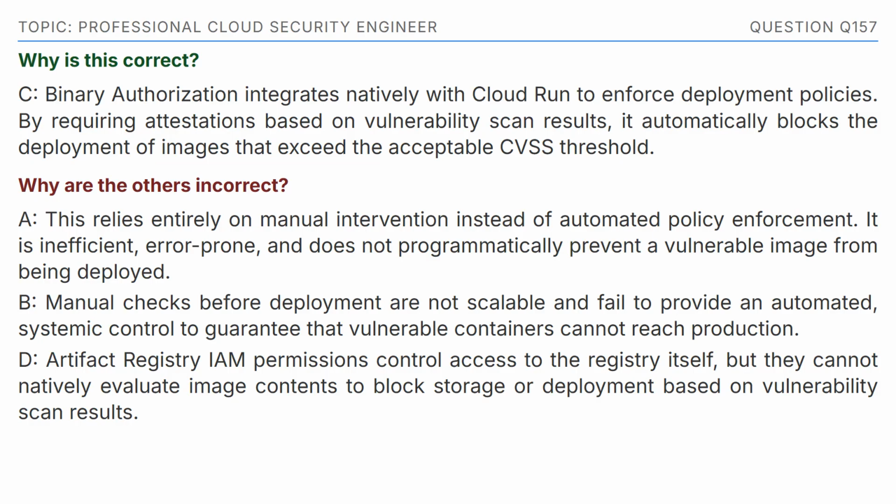Why are the others incorrect? A. This relies entirely on manual intervention instead of automated policy enforcement. It is inefficient, error-prone, and does not programmatically prevent a vulnerable image from being deployed. B. Manual checks before deployment are not scalable and fail to provide an automated, systemic control to guarantee that vulnerable containers cannot reach production. D. Artifact Registry IAM permissions control access to the registry itself, but they cannot natively evaluate image contents to block storage or deployment based on vulnerability scan results.